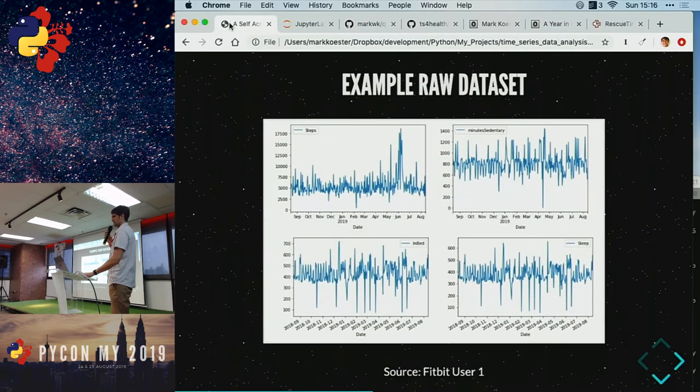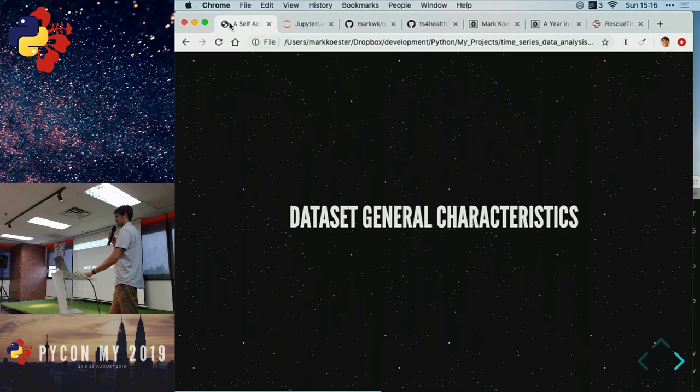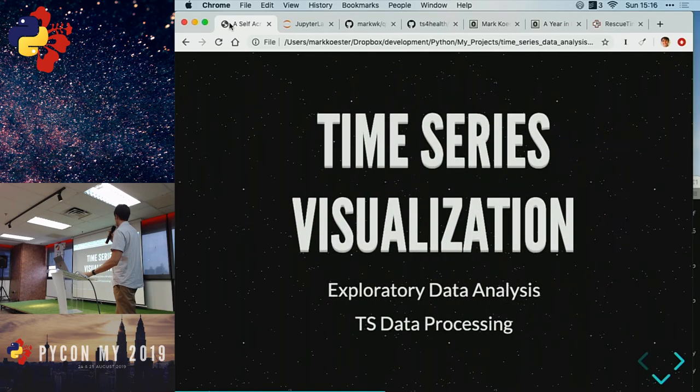So I use this to basically get our data. I pulled data from these 10 guys, and we're looking at a couple of subsets. We're just going to skip over these. The general characteristics: there's about a year of data from all of these different people. Interestingly, some people had all of their data, and some people had some missing stuff, and we're going to look at how to deal with that.